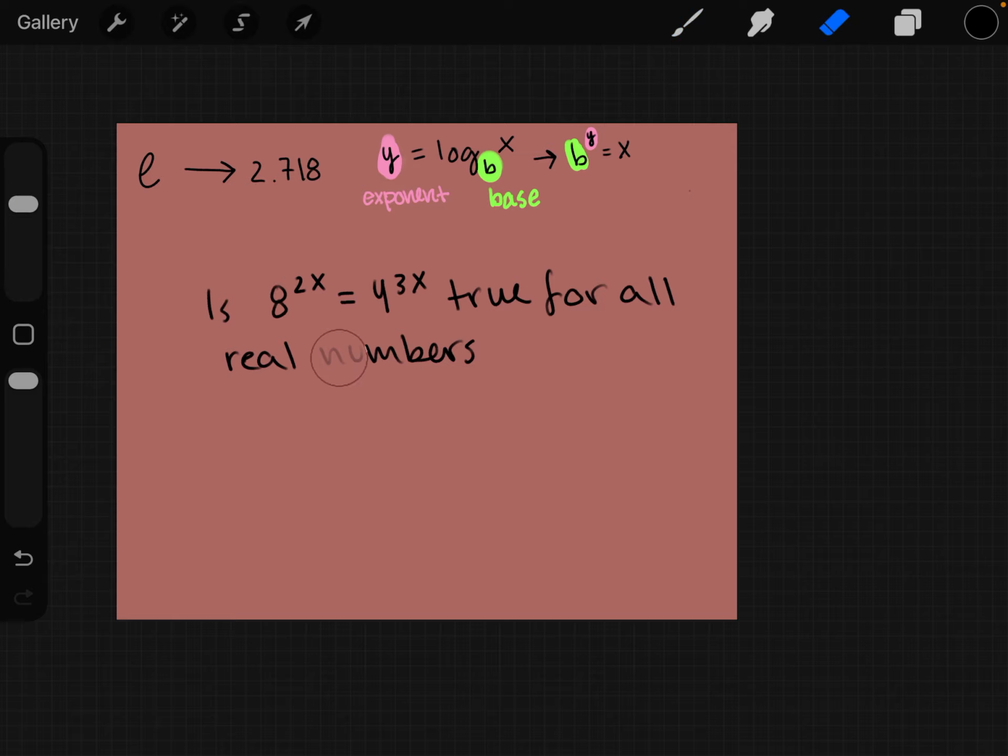Not numbers. Sorry, I connect my letters to my E's. That is a poorly drawn U.